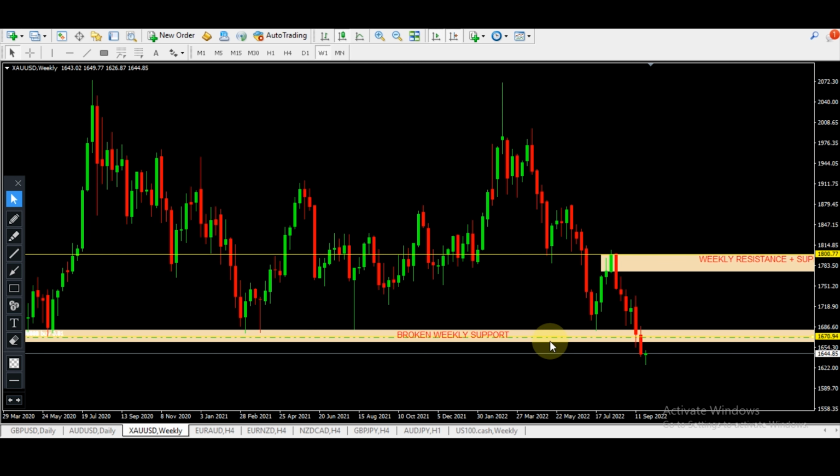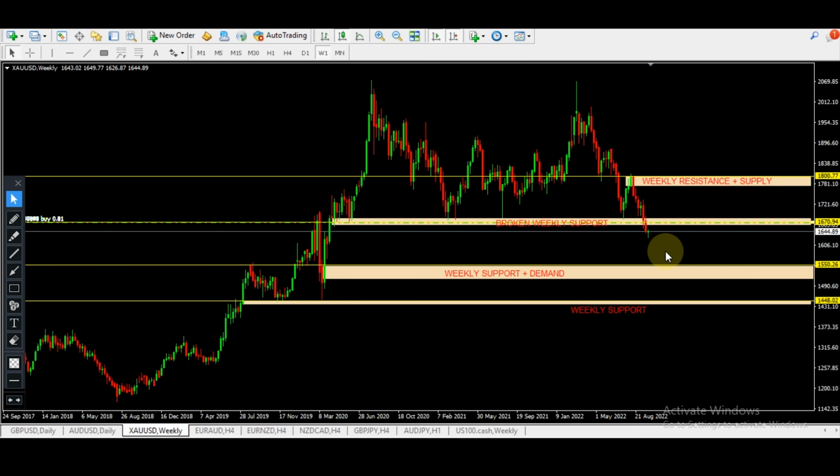And currently the market is trying to retrace to the upside right here. So if the market continues, or if it breaks this zone, if it really breaks it, we expect the market to come down to this next level, where we've got a weekly support and demand area over here. And from here, if the market holds, it might shoot to the upside. If it doesn't, we have got a weekly support over here again.